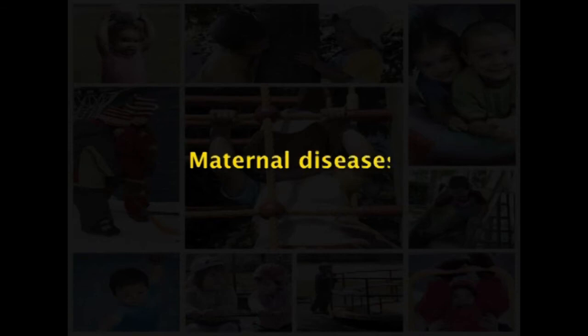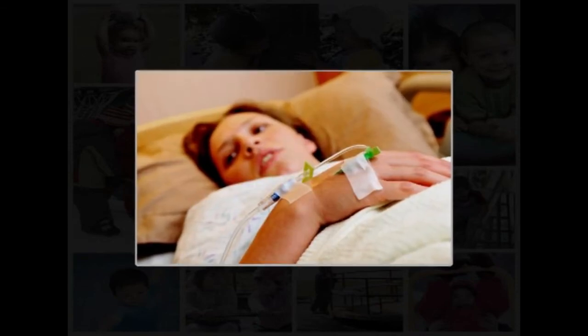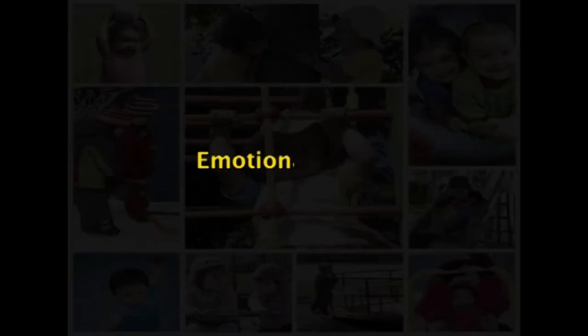Maternal diseases. When the mother is exposed to German measles or syphilis, it would result in mental retardation and physical abnormalities of the child. Emotional stress. Emotional stress in the mother influences the fetus through glandular changes, which could result in complicated deliveries and miscarriages.